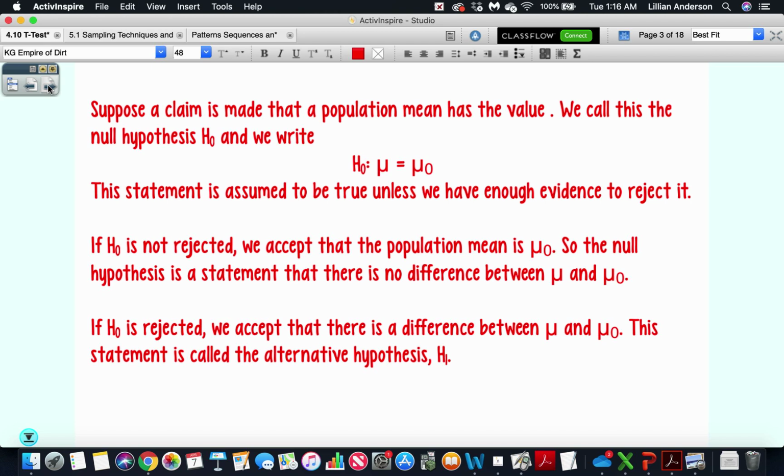So for your t-test, whether it's the regular t-test or two sample t-test, you are going to be using mu equals some value. Now, if the null hypothesis is not rejected, then we'll accept the population mean is whatever that value is. So the null hypothesis is the statement that there's no difference between mu and that particular value. However, if the null hypothesis is rejected, then we accept that there is a difference between the two. And as we know, that is called the alternative hypothesis. Okay?